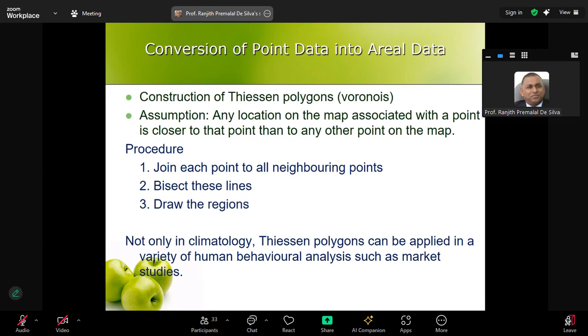So you can convert the point data into aerial data in spatial statistics. We use different techniques to convert point data into aerial data. We use some of the advanced techniques, but there are very basic techniques that we have borrowed from various other disciplines, like Thiessen polygon or Voronoi, which are borrowed from climatology.